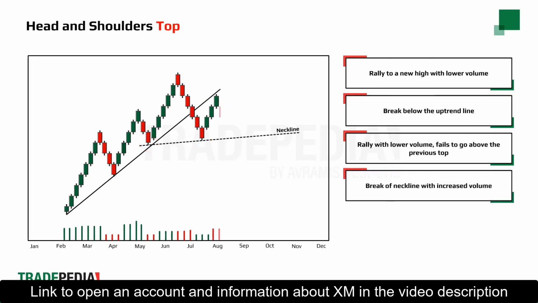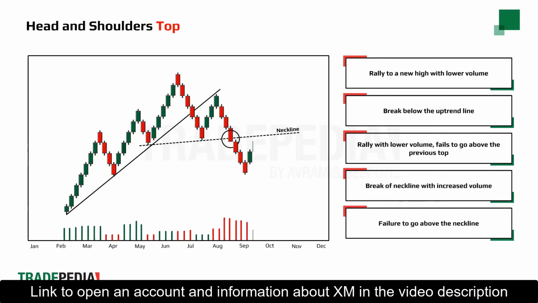The reversal is activated with a break below the neckline being accompanied with increased volume levels. Failure to go back above the neckline acts as a confirmation towards a new downtrend.